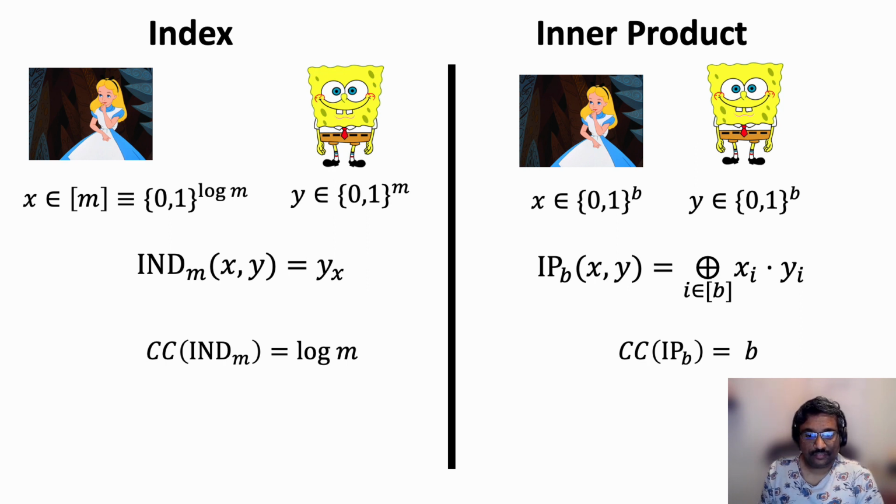Similarly, another very popular gadget is the inner product gadget. Alice and Bob get two b-bit strings x and y, and the output of the gadget is simply the inner product of x and y over F2. And the communication complexity of the gadget is exactly equal to its input length. Another interesting thing about the index gadget is that it's a universal gadget. If you think of y as the truth table of a log m bit function, then you can encode any function as a specific index of x and y, where y is the truth table of that function.